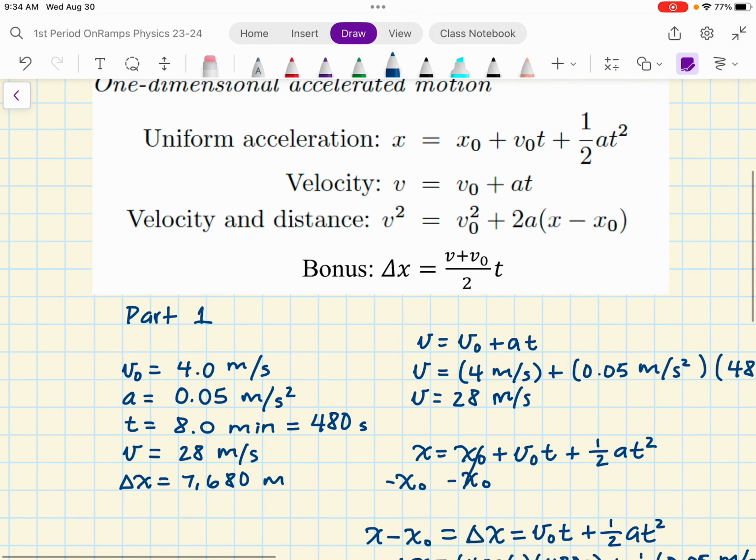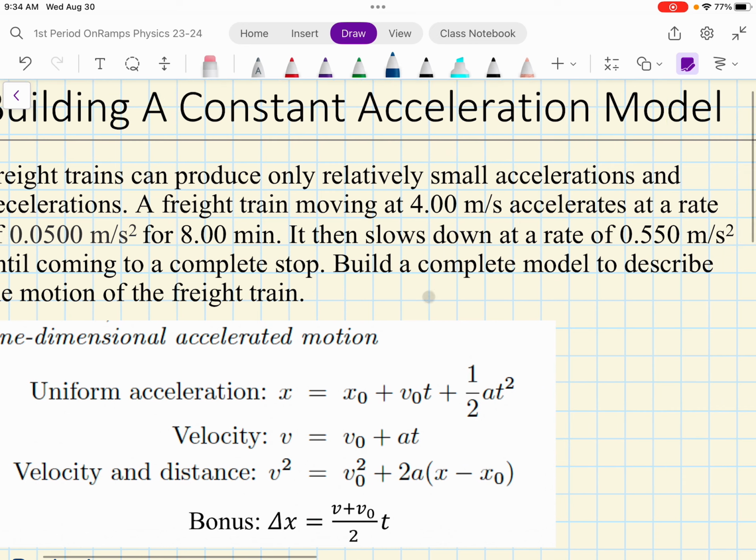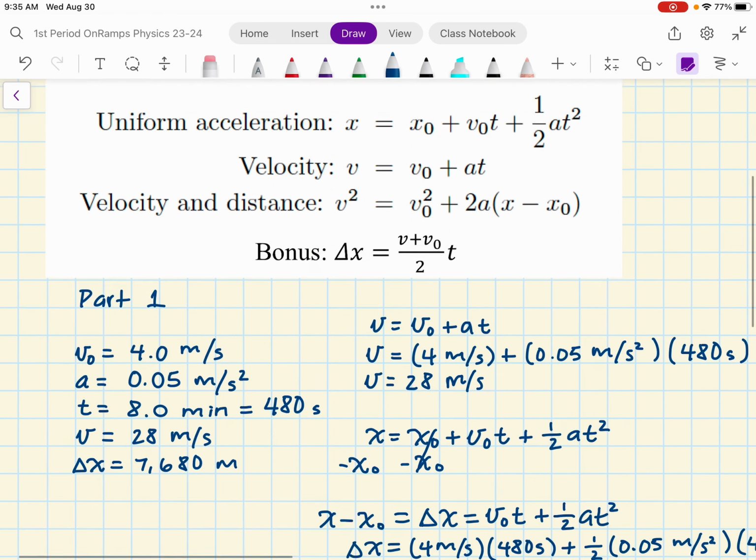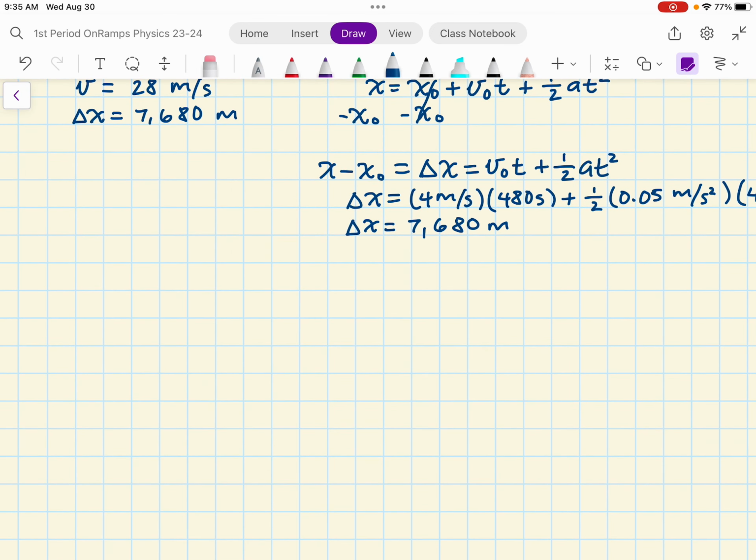So for part 2, now we're going to be concerned with the slowing down at a rate of 0.55 meters per second squared until coming to a complete stop. This is your key. This is a very big clue. Implicit piece of information, okay? So let me change color for part 2.